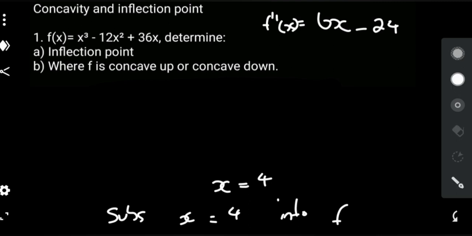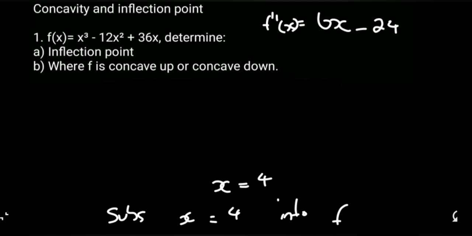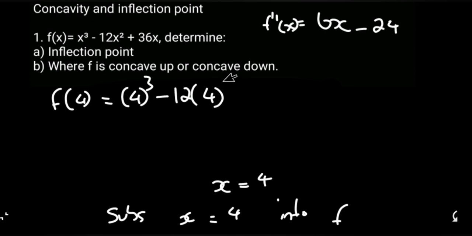So we need to substitute x is equal to 4 into f of x. So we're going to get f of 4 is equal to 4 to the power of 3 minus 12 times 4 squared plus 36 times 4. Let me fetch my calculator. Just give me 30 seconds to fetch my calculator. Okay, I'm back. Let me punch this on my calculator.